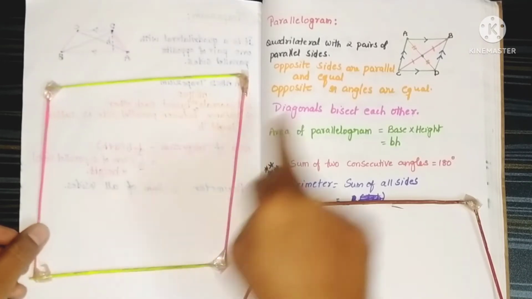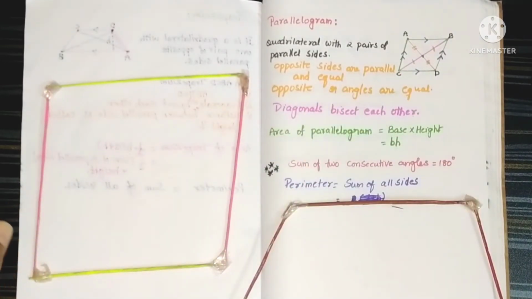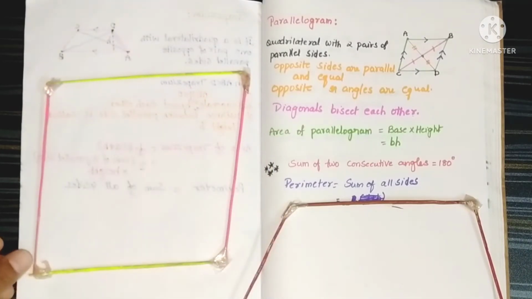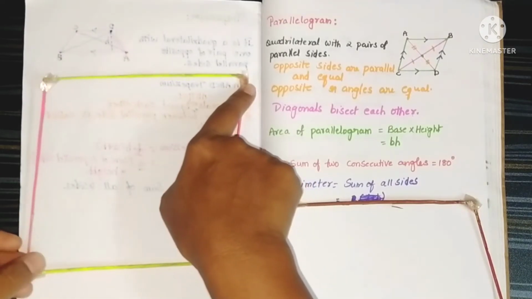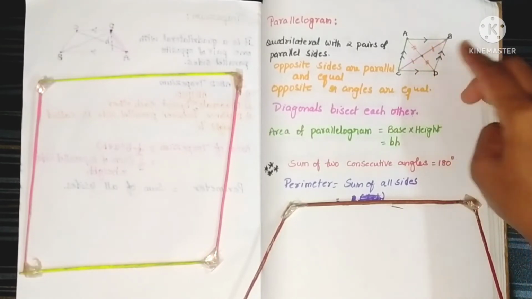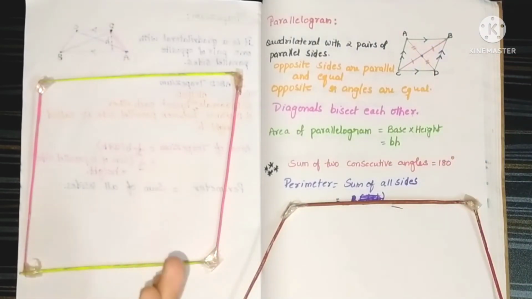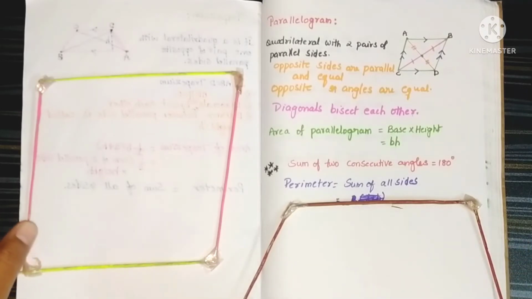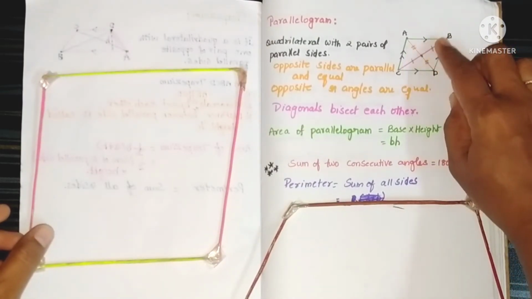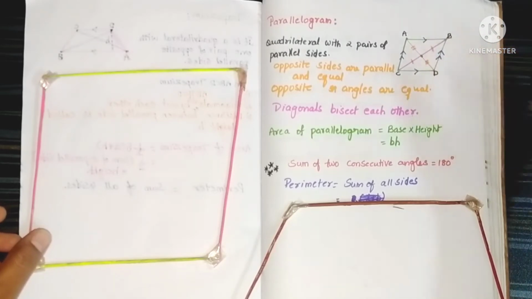Okay, so opposite sides are parallel and equal, and when opposite sides are parallel, opposite angles are also equal. So opposite angles are equal. So diagonals bisect each other. See, this part and this part. Students, what is bisect? Bisect means dividing into two equal parts. Okay, that is bisect. Bi means two. Diagonals bisect each other. So this part equals this part, and similarly this part equals this part.